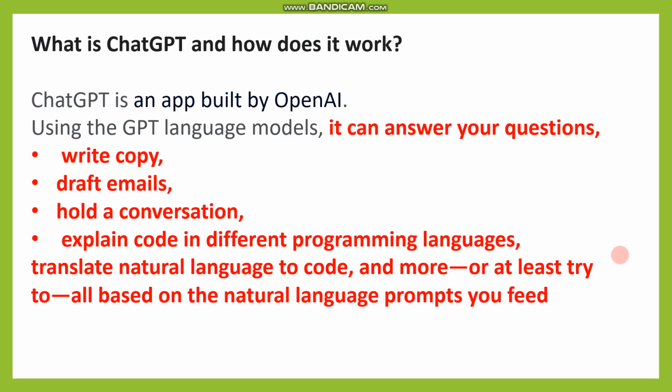So how does it work? It is built by OpenAI, and it answers various questions. It can write copy, draft emails, hold a conversation, and explain code in different programming languages. It translates natural language to code and many more. So let's see how ChatGPT works.